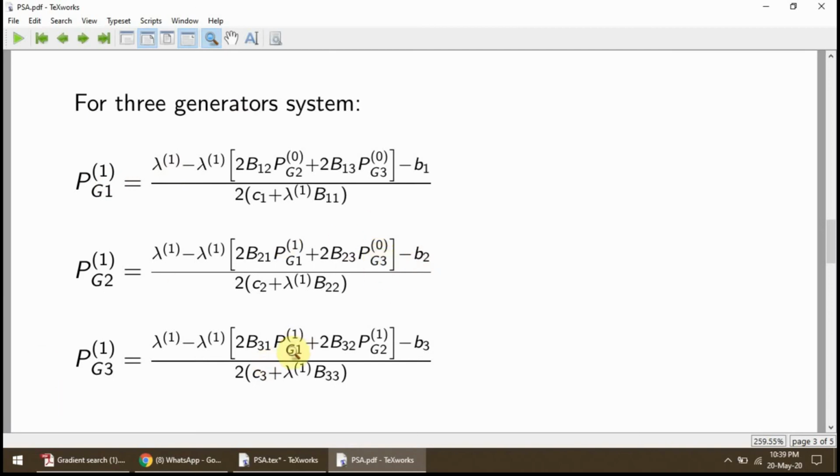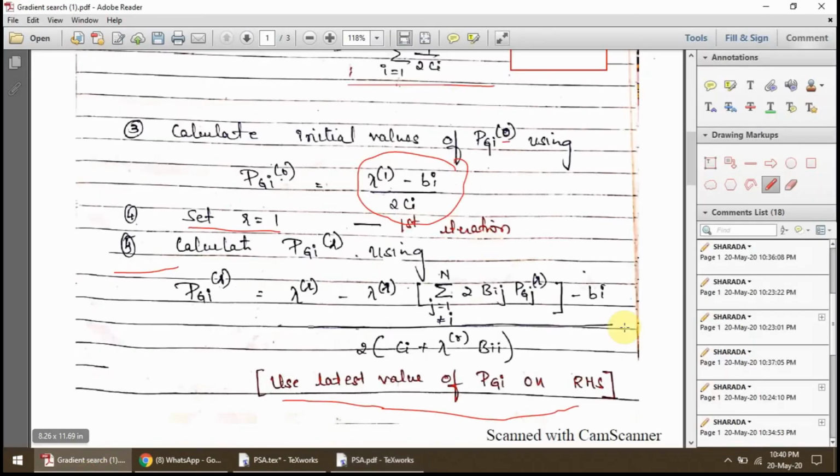Similarly for third plant, both first and second unit or second plant power output is required. Since we have already estimated it, we will use that, which means that always use the latest value. If the latest value is available, we will use those value. If it is not available, we will use the previous iteration value. So this is how the power output will be calculated.